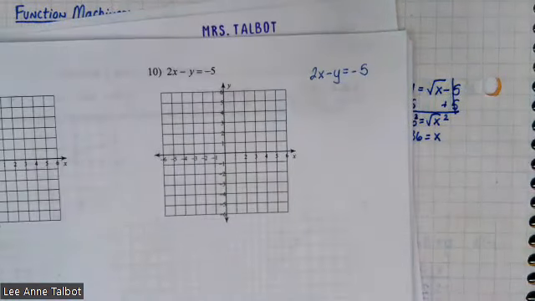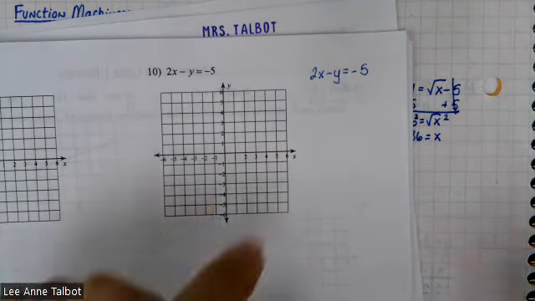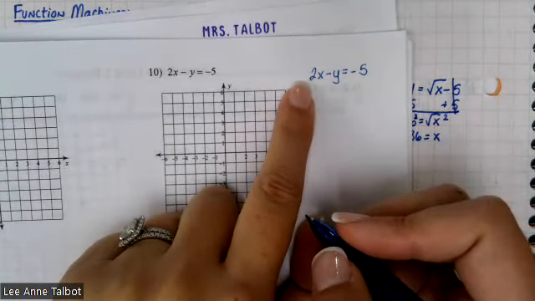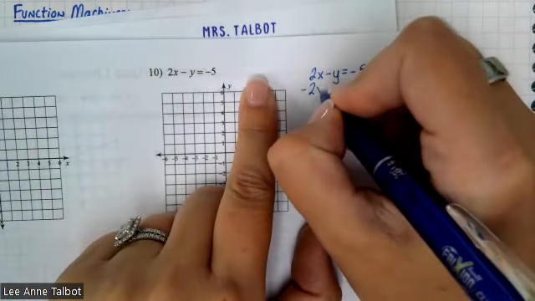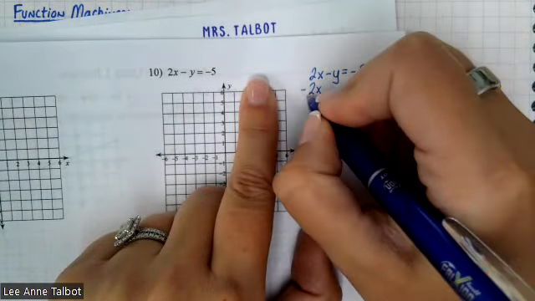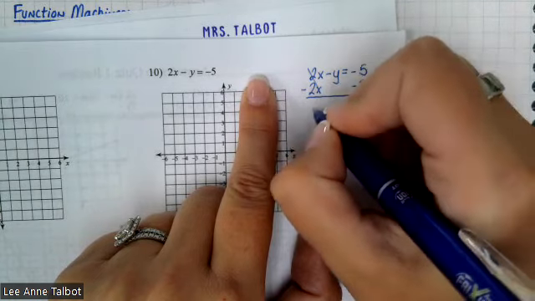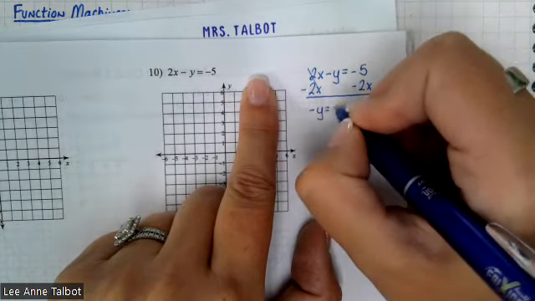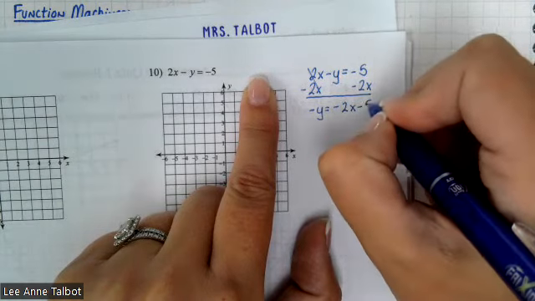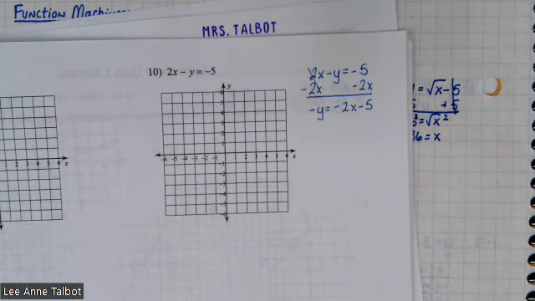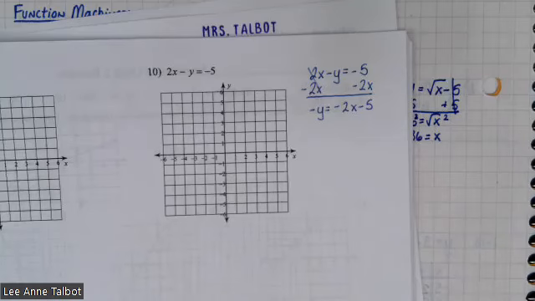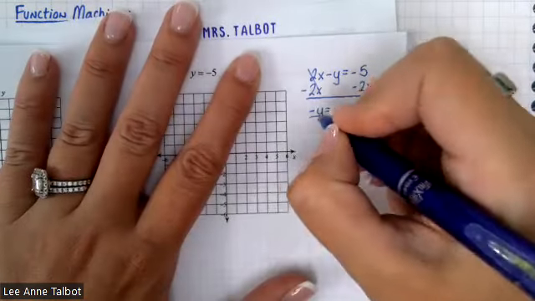Okay, first thing I need to do on number 10 is get y by itself. So I'm going to move the 2x over to the other side. And when you're moving the X thing over to the other side, you want to get it to be Y equals MX plus B. So you want to put that X thing in the front and then the constant. Okay, and I have negative Y here, so I'm going to divide everything by -1.